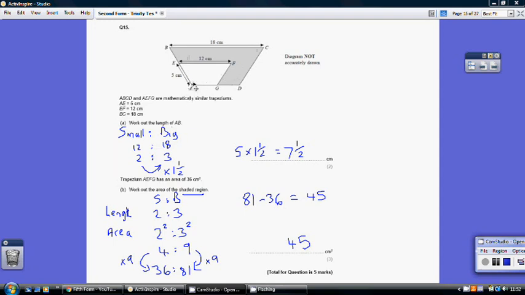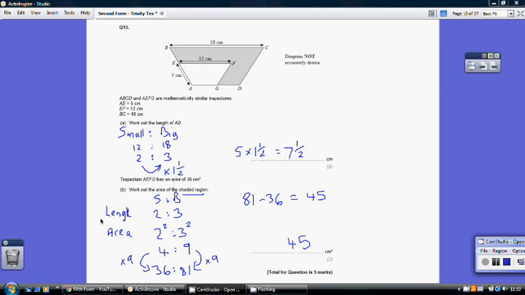So for example, length AB, which is the left hand side of the bigger trapezium, is going to be 1.5 times as big as the left hand side of the smaller trapezium. So AB is going to be 5 times 1.5, which is 7.5. Now part B is particularly difficult.